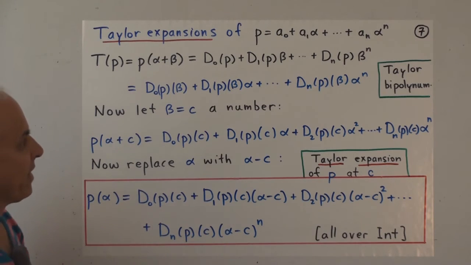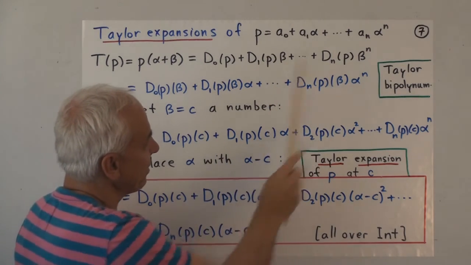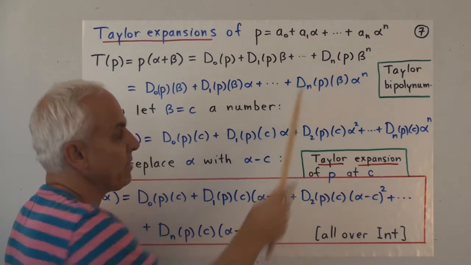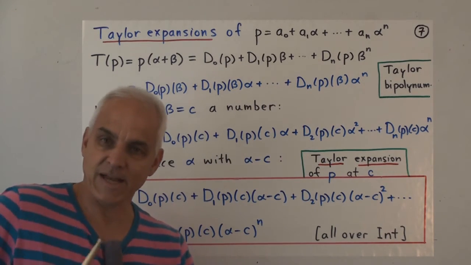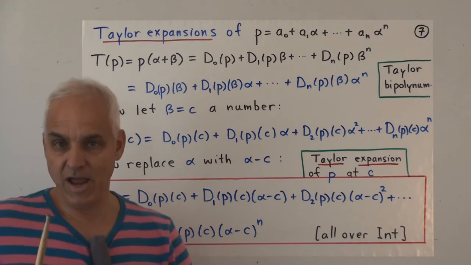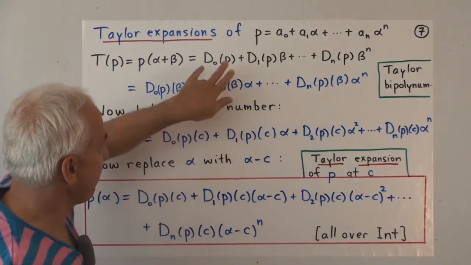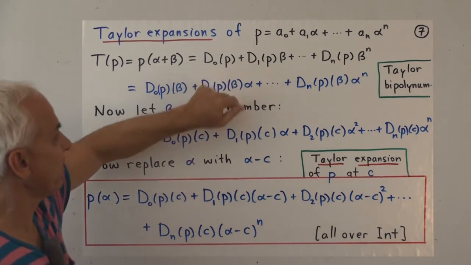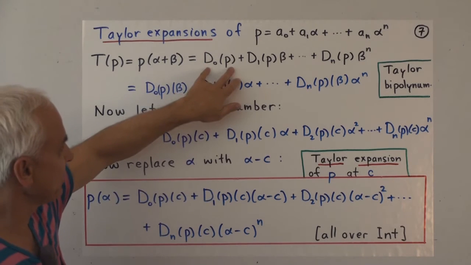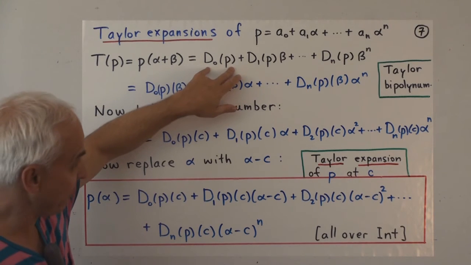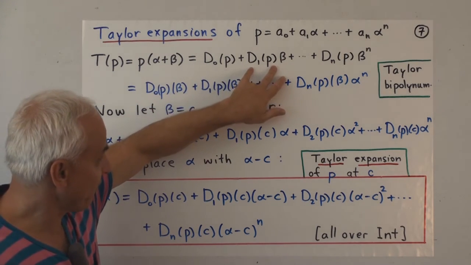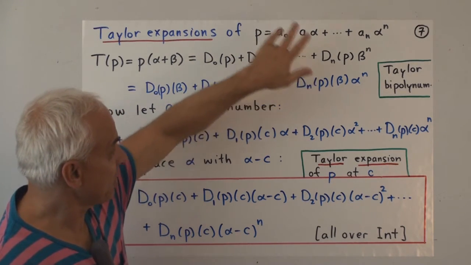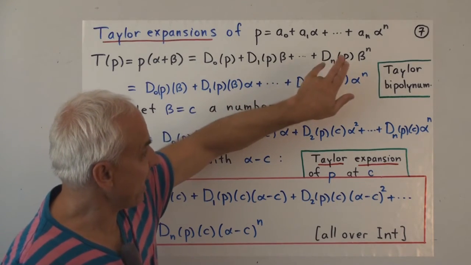When we do that and write it out in terms of powers of beta, then the various coefficients are going to be themselves polynomials in alpha, or polynumbers in alpha. And the various polynumbers that we're getting here are the subderivatives of p. The zeroth subderivative of p, which is p itself. The first subderivative of p, which is the same as the derivative of p. Then the second subderivative, the third subderivative, all the way up to the nth subderivative.